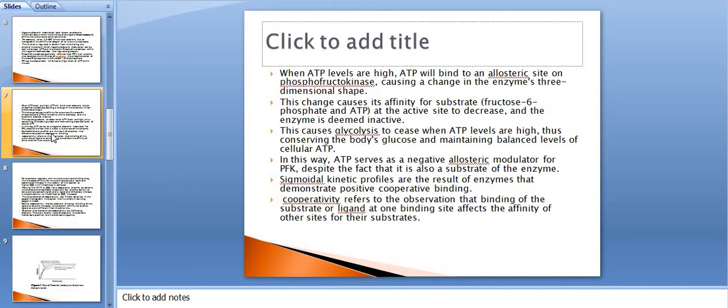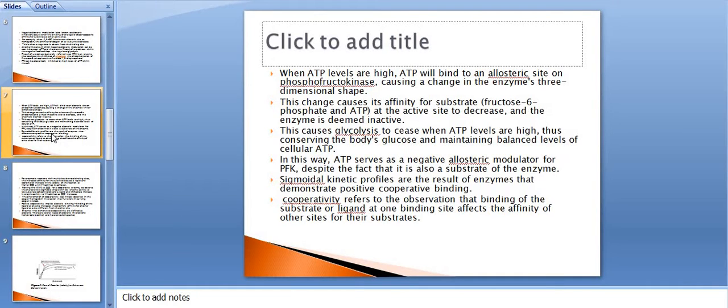on phosphofructokinase, causing a change in the enzyme's three-dimensional shape. This change causes its affinity for substrate, that is fructose 6-phosphate and ATP at the active site, to decrease, and the enzyme is deemed inactive.